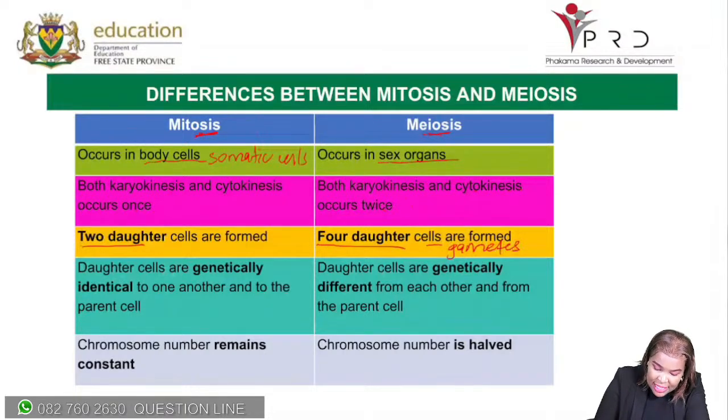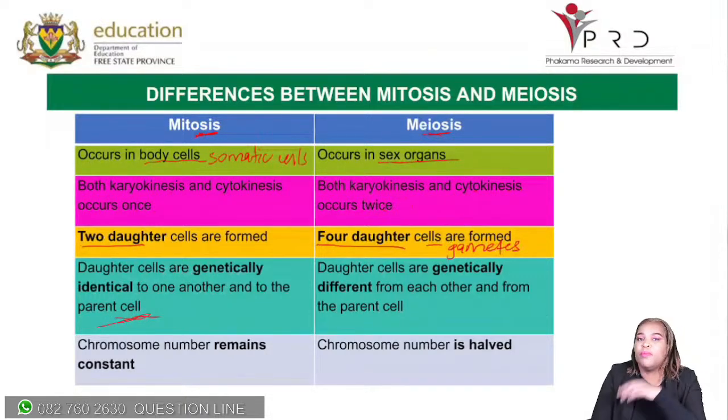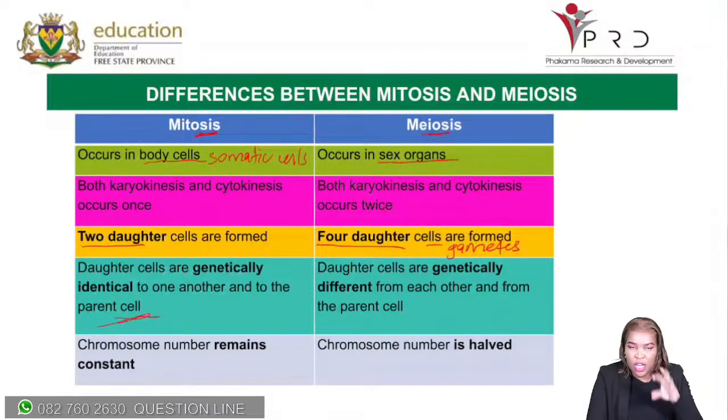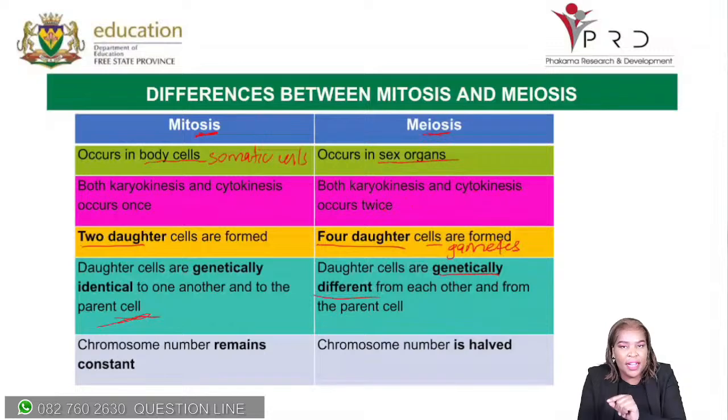Then in mitosis the daughter cells are genetically identical to one another and to the parent cell. So during mitosis, everything is the same. Parent, same number of chromosomes. The 2 daughter cells, the same number of chromosomes, same everything. And then during meiosis, the daughter cells are genetically different. Remember, we brought variation and we brought also random arrangement of chromosomes. So it makes the gametes that are formed to be genetically different.